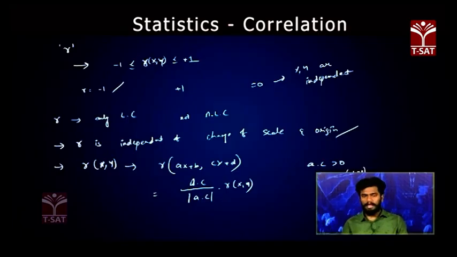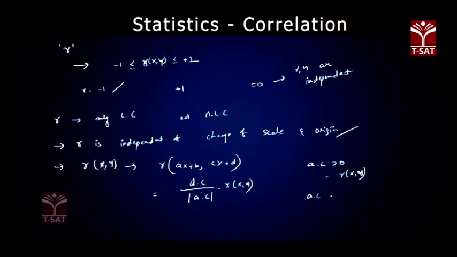Now if a and c have opposite signs, that is, the product a into c is less than 0, then it will be minus of r of x comma y, that is, AC by mod AC into r of x comma y. Now if a and c have the same sign, that is, the product of AC is greater than or equal to 0, then it will have the same sign as the original. If a and c have opposite signs, a into c will be less than 0, then it will have the negative sign of the original correlation coefficient.